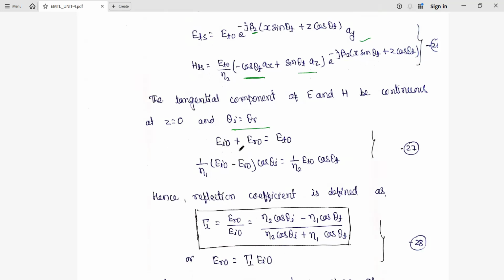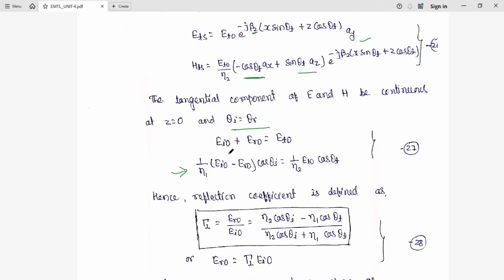So we have EIO plus ERO equal to ETO, and this is for the electric field, and this is for the magnetic field in terms of the electric field. So we have 1 by eta 1 inside the bracket (EIO minus ERO) into cos theta I equal to 1 by eta 2 ETO cos theta t. So from these two equations, we have to find the reflection coefficient and transmission coefficient.